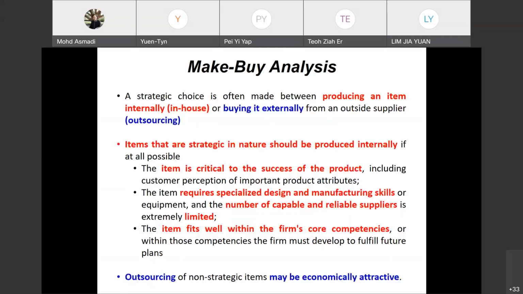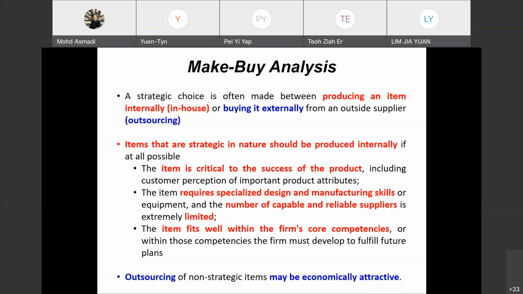So if you look at here, in a make or buy decision, a strategic choice is often made between producing an item internally, this is in-house, you make it yourself in your company, or buying it externally from an outside supplier. This is outsourcing. So later we will see the factors influencing the make or buy decisions. What is the situation favoring make, and what is the situation favoring buy or subcontracting, sourcing.